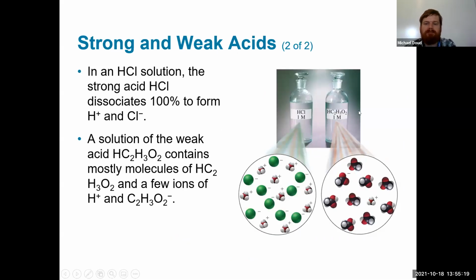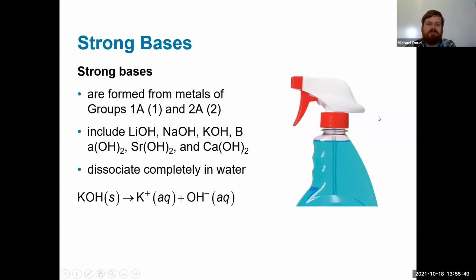Okay. So again, comparing hydrochloric acid and acetic acid, which is the main ingredient of vinegar. Hydrochloric acid has 100% separated out the protons in the form of hydronium ions and the chloride ions. And acetic acid is mostly acetic acid molecules with occasional acetate ions and occasional hydronium ions. This is going to become really important when we talk about pH in the next lecture. Okay, so that's strong and weak acids, which is kind of difficult.